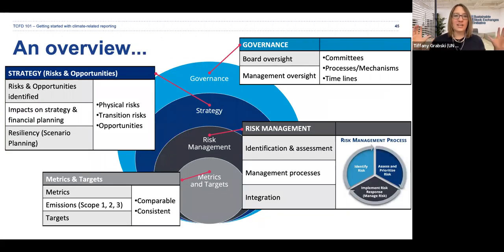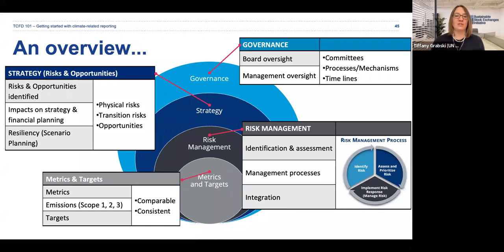So just a reminder, pulling that all together in one screen, we have four core pillars here, but they're all very much interconnected. The governance is really the board oversight and the management oversight. The strategy is understanding the material impact of those physical risks, transition risks, and the opportunities. The risk management is, again, those processes in place. How do you identify, assess, and manage those risks, and then integrate them into your holistic risk management process?